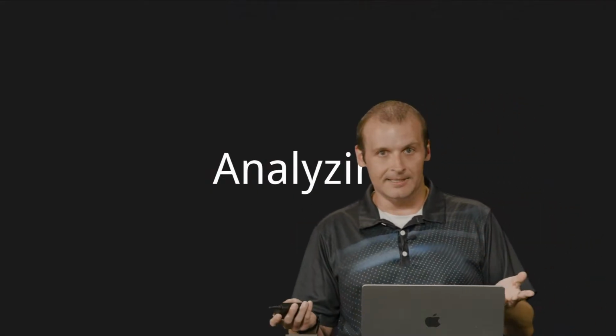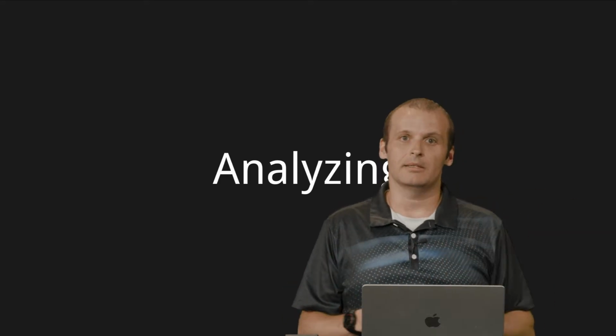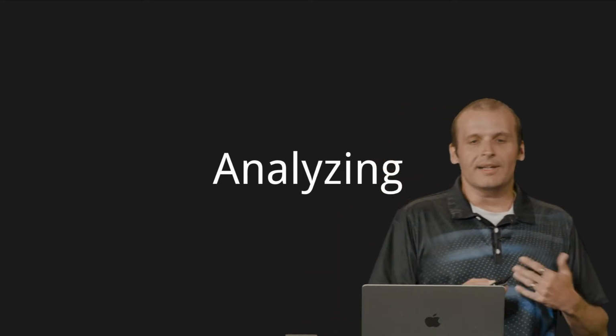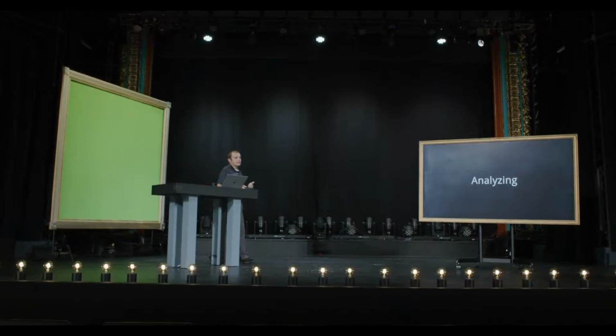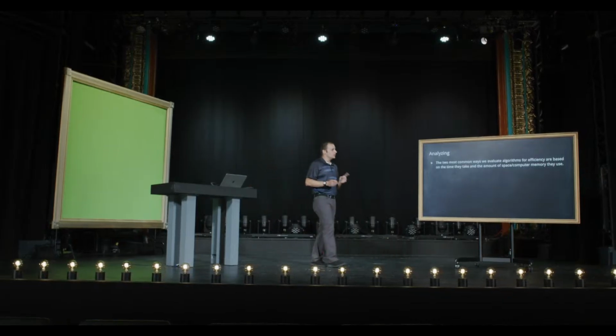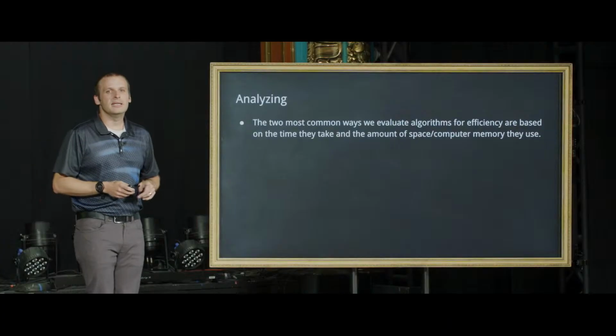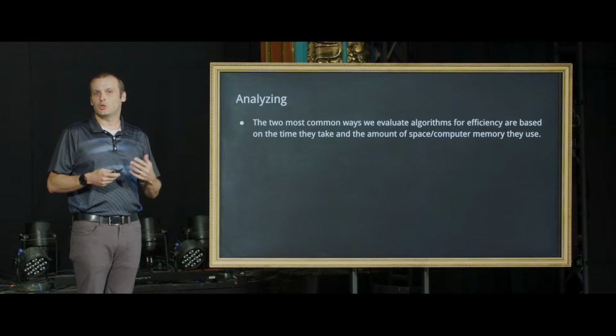So now that we have this idea of what an algorithm is, a set of instructions for completing a task with the caveats we just discussed, let's talk about how we analyze algorithms in a computer science context. There are basically 2 ways that we will do so. The first is based on how much time that algorithm takes to run.